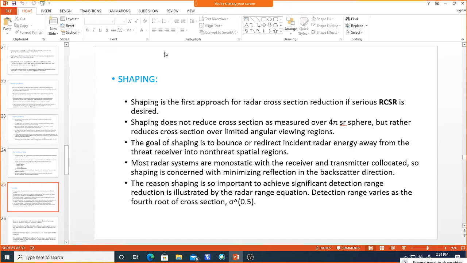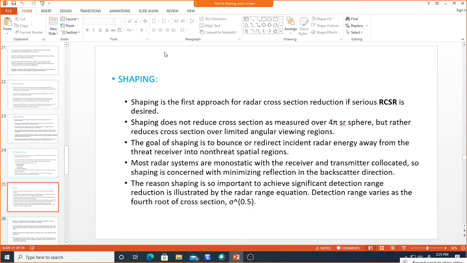As I said, generally we always use non-threat spatial regions. We concentrate those regions and put them toward the backscattering direction, because it will minimize the reflection and the backscattering energy, and it will reduce the radar cross section. So that is the primary importance in shaping. You need to take care of the non-threat spatial regions.